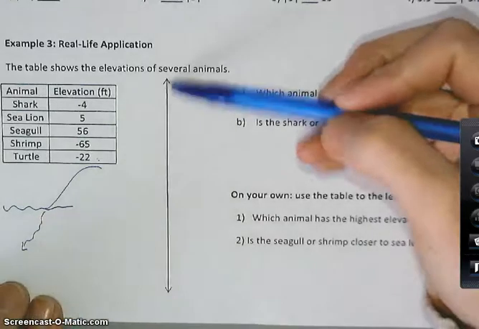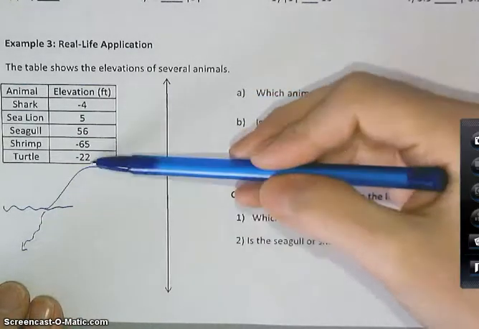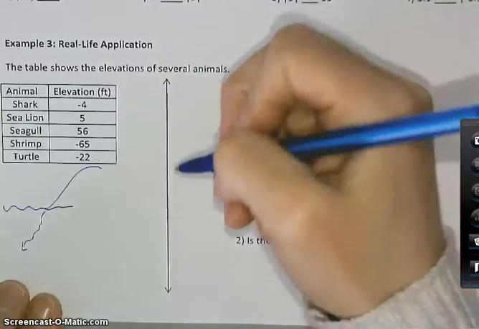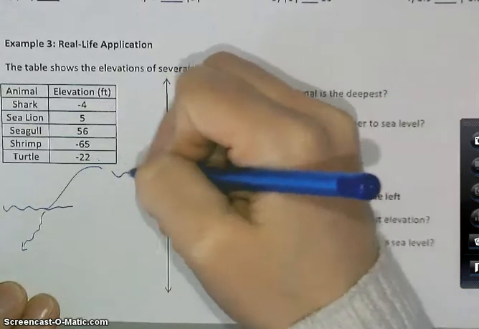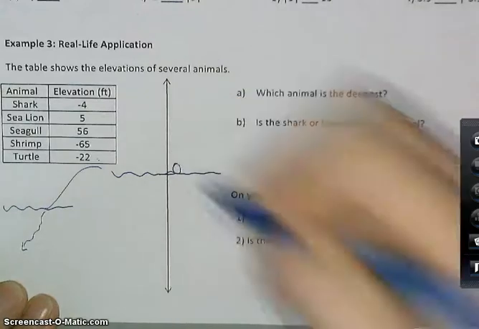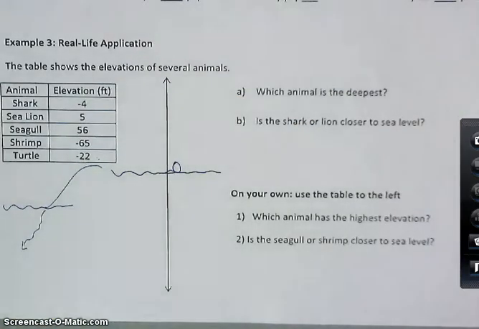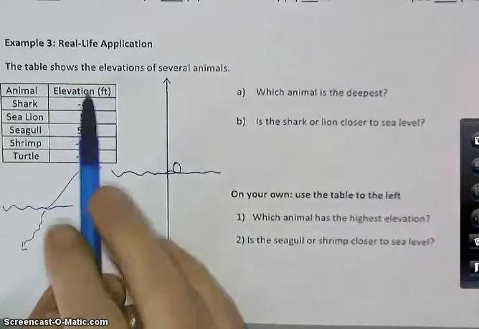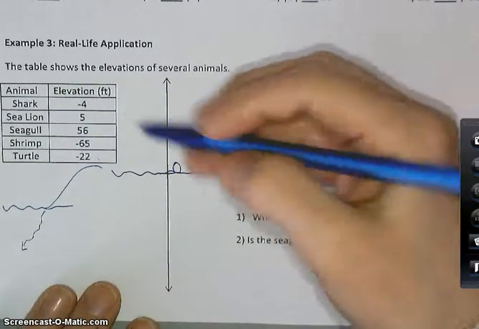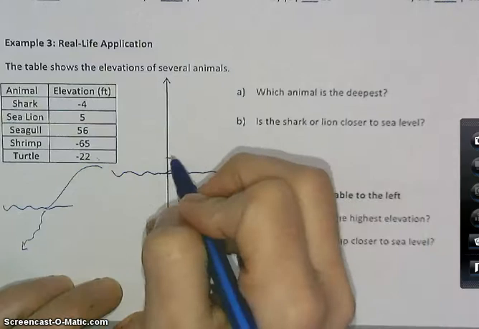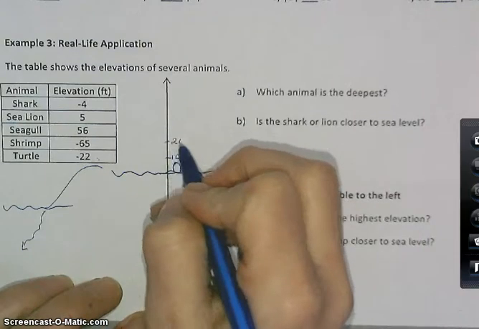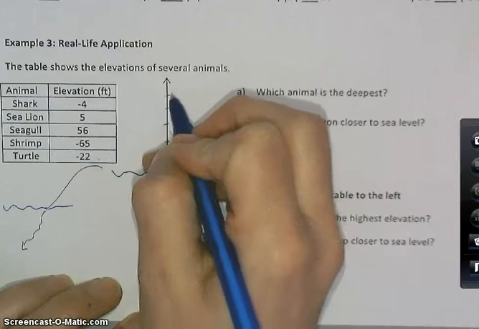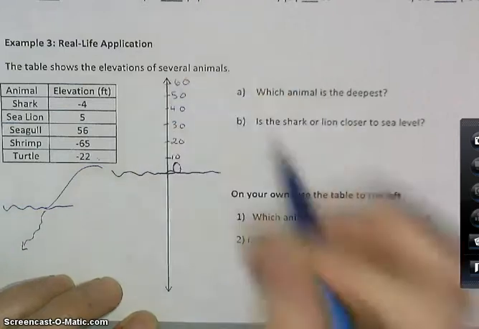Well, being that I'm going up and down with my mountain and underneath my water, I'm going to use a vertical number line just to illustrate what this looks like. So sea level is at 0. That is where sea level is. So then let's graph some of our animals here. I have some pretty big numbers, so I'm going to count up by tens. So I have 10, 20, 30, 40, 50, and 60.